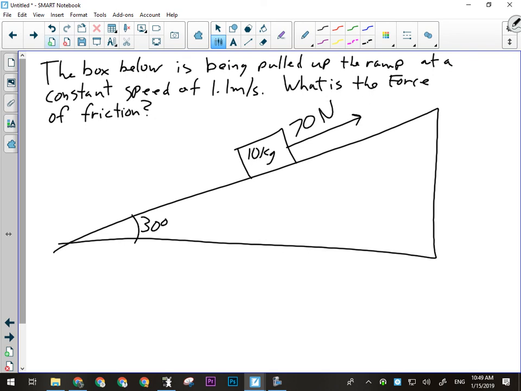Okay, that's what you have. A 70 newton force is pulling that box up the ramp at a constant speed of 1.1 meters per second. I want to know what the force of friction is in this question. I'll give you a couple minutes on that one.